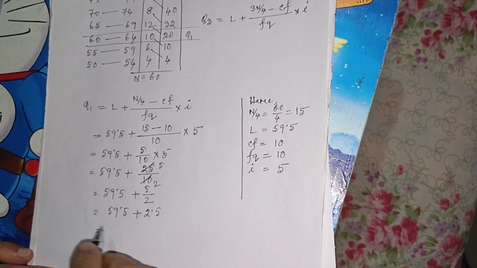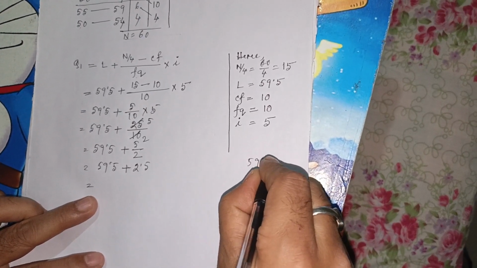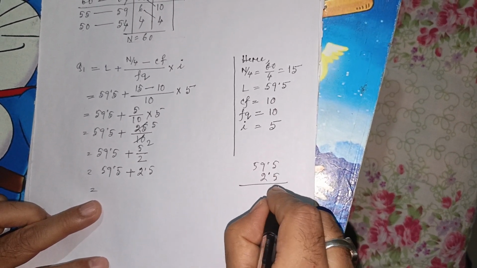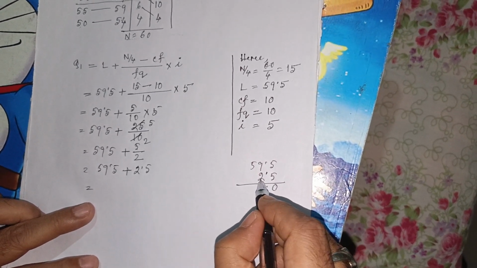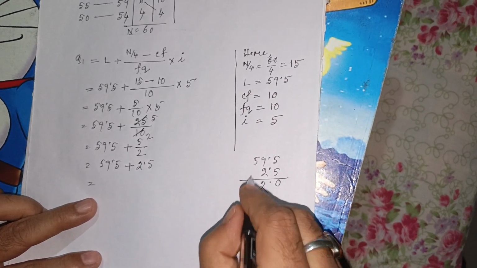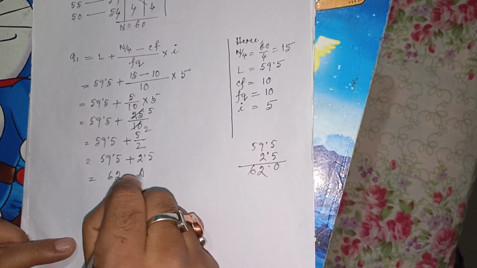So 59.5 plus, if you divide 5 by 2, you will get 2.5. Now you add. So how to add? 59.5 here, then 2.5. 5 and 5, 10, 0 will come, 1 is carried. So 2 and 1, 3, 9 and 3, 12. So 2 will come, 1, 62. So we will get 62 approximately.